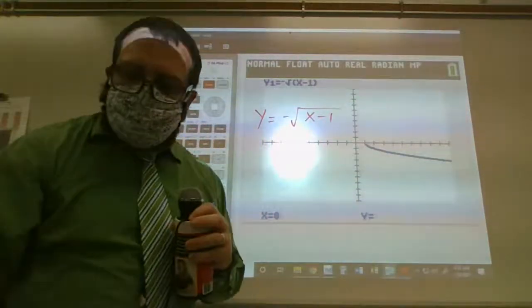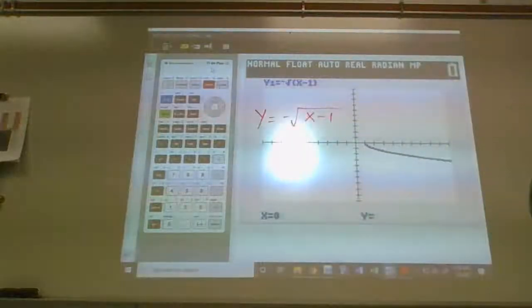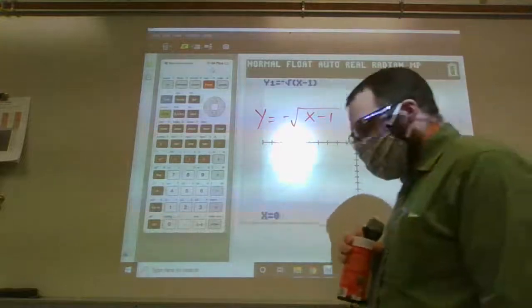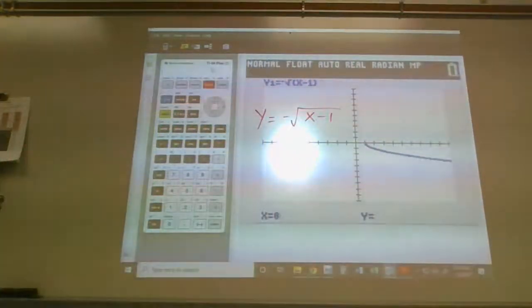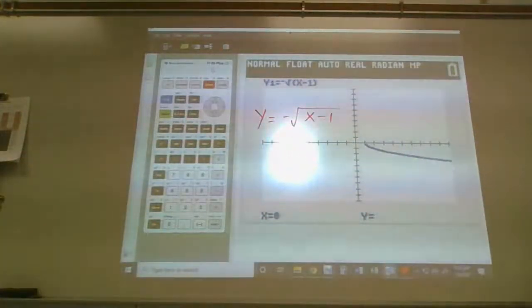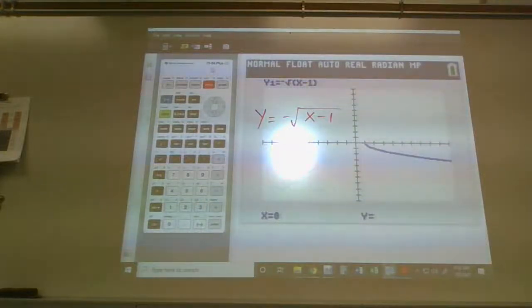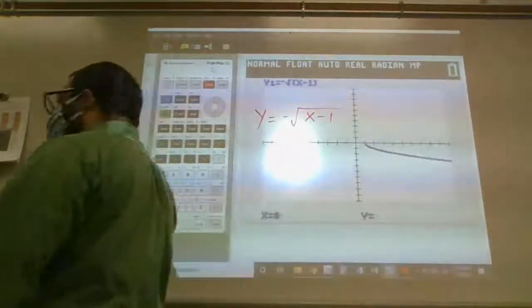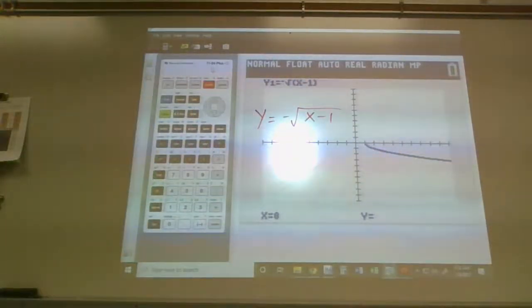Last class, we spent a bit of time talking about what the numbers on the inside and the outside do to your typical square root function. The number on the outside, more specifically the negative in front of the square root, is going to cause a vertical reflection, which is why this square root function is opening down. Remember, it's like a parabola on its side.